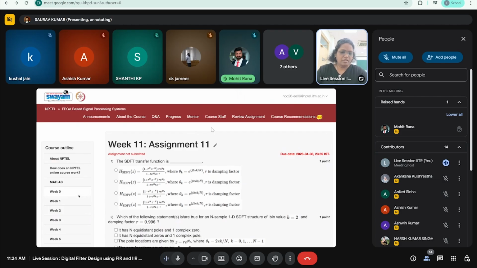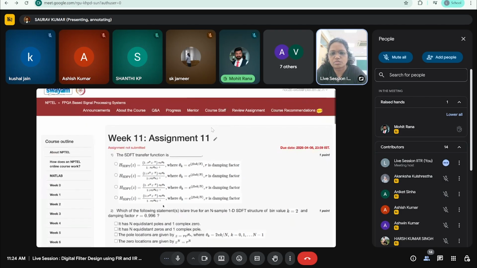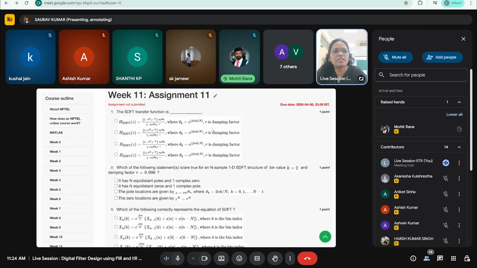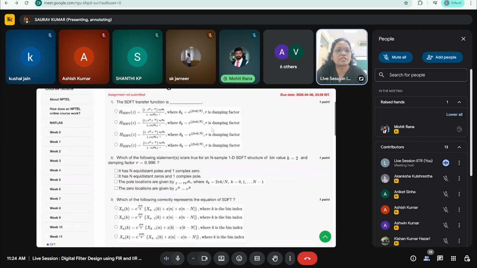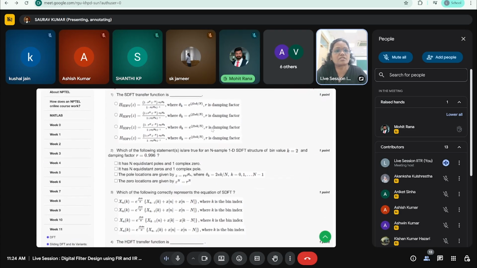About 11, I will quickly go through that. This is, see, the 11th week. The 11th week is about the DFT, FFT, and then STFT and its variants. Basically, the question is about that. STFT is considered to be a tuned filter, and what is the transfer function for it? Okay, so DFT and STFT, that difference you need to understand.